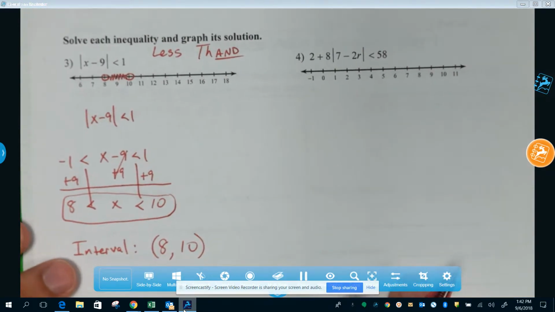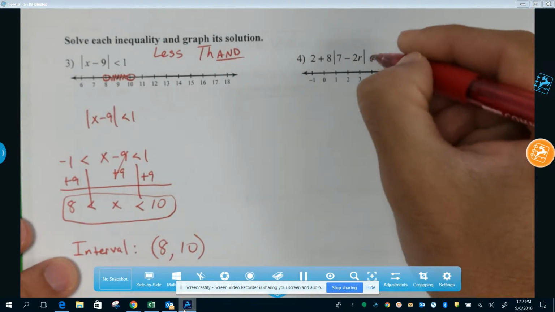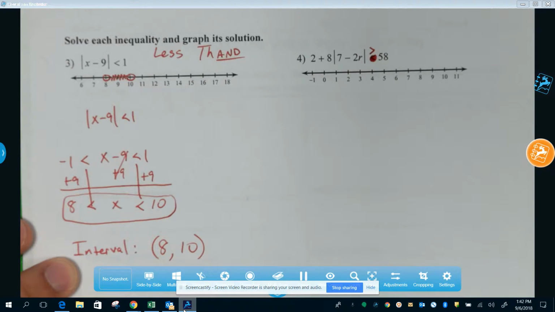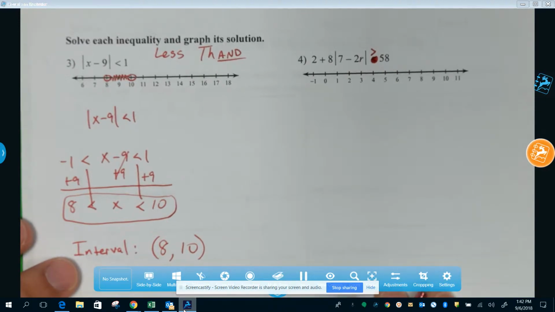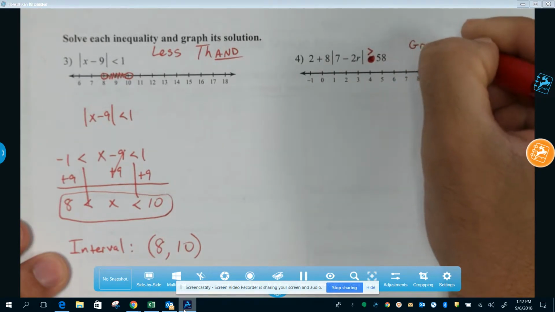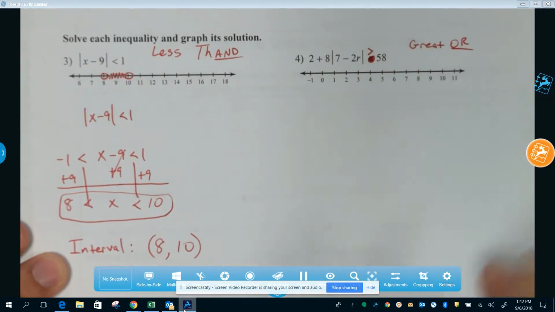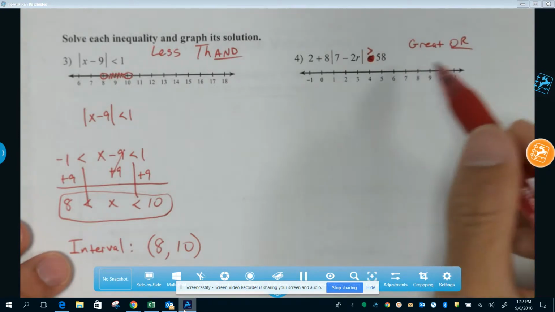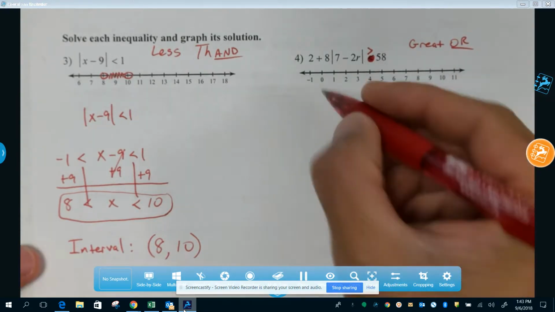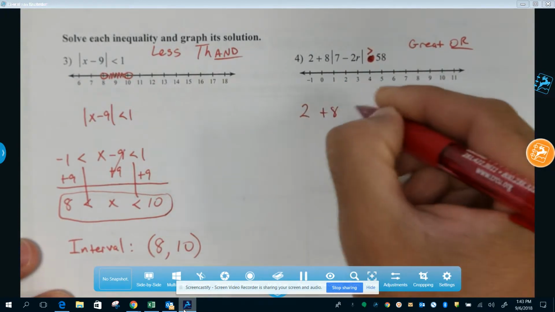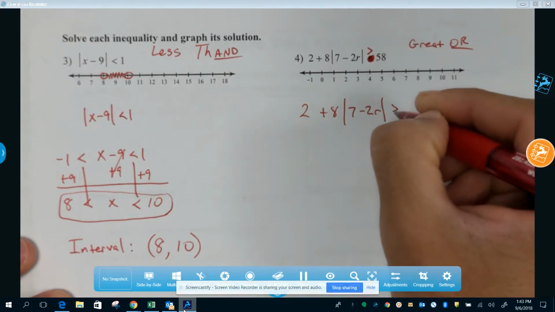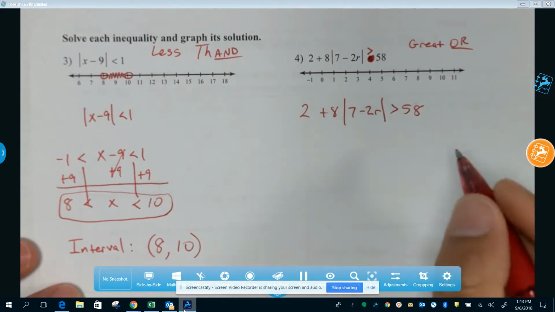All right, on the second example, I'm going to change this to be a greater than. We're going to use it as a greater than just so I can show you another example. So remember, greater than, we treat it as an or problem. Well, I can't do anything until the bars are isolated. I'm going to rewrite it down here. 8 times the absolute value of 7 minus 2r, we're using greater than 58. I've got to isolate the bars.